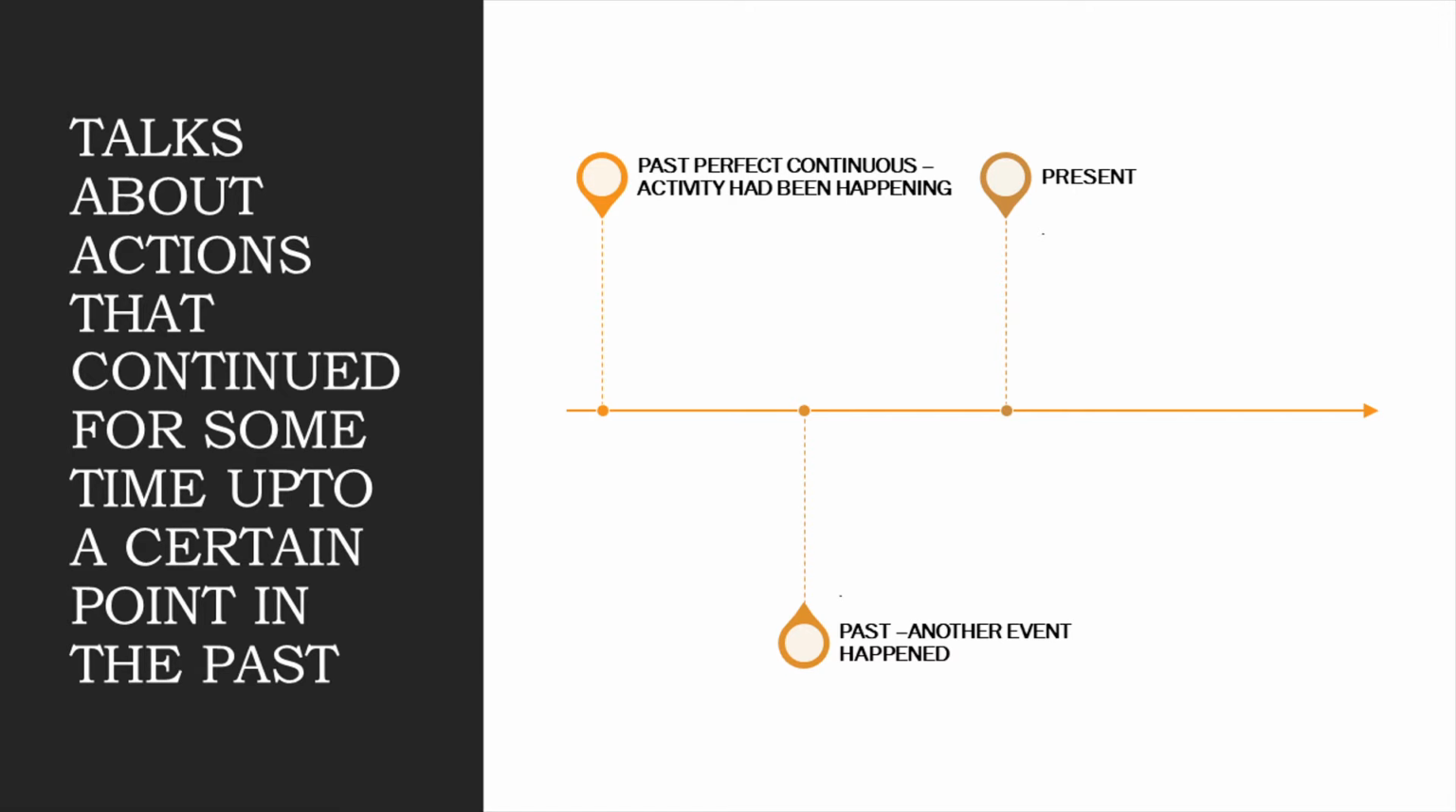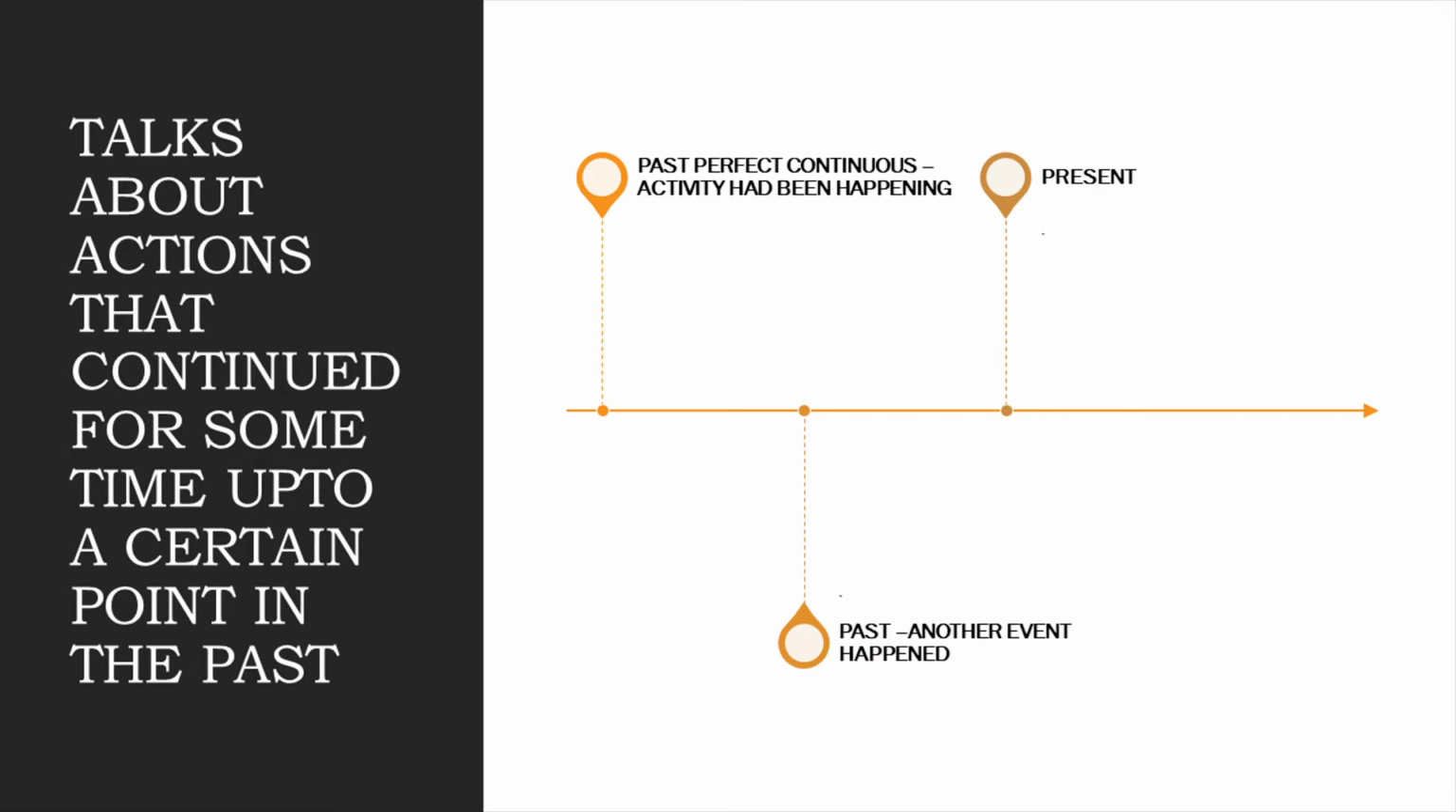You have present here and you have past. Okay, so the past perfect is like the past of past. And here you're talking about the progressive nature of that particular action. So it is past perfect continuous. That activity had been happening. Okay, let's look at the next slide.